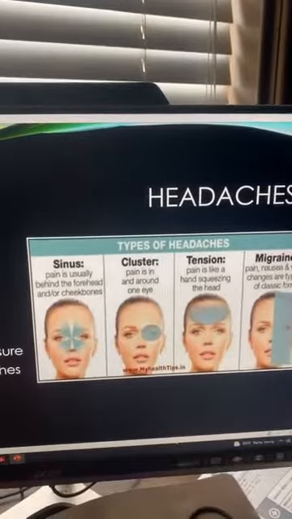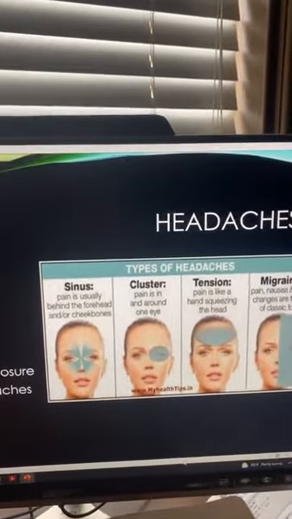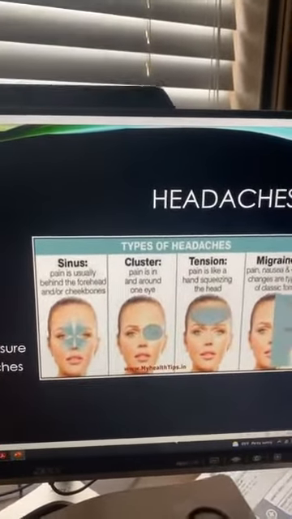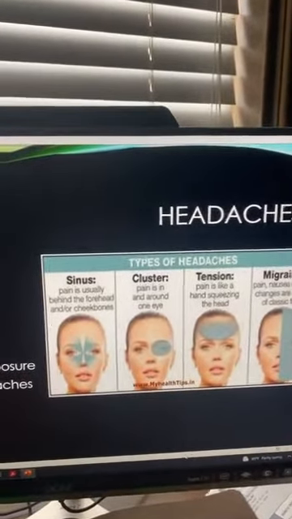Cluster headaches, these are not quite as common, but we still see them. You can develop pain around the eye, and people describe them as an ice pick type of headache. Ice pick headaches, that's one of the common phrases we hear.